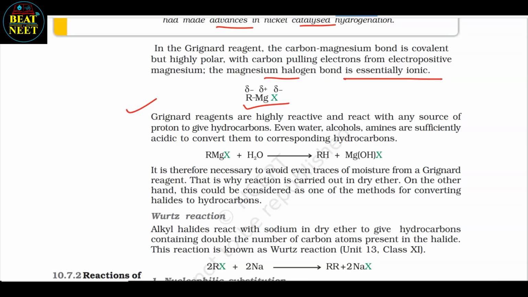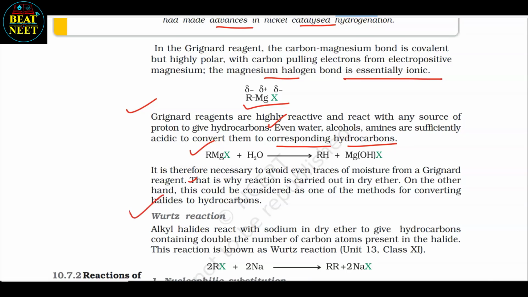Grignard reagents are highly reactive and react with any source of proton to give hydrocarbons. Even water, alcohols, and amines are sufficiently acidic to convert them to the corresponding hydrocarbons. RMgX plus H2O gives RH plus Mg(OH)X. It is therefore necessary to avoid even traces of moisture from a Grignard reagent. That is why the reaction is carried out in dry ether. On the other hand, this could be considered as one of the methods for converting halides to hydrocarbon.